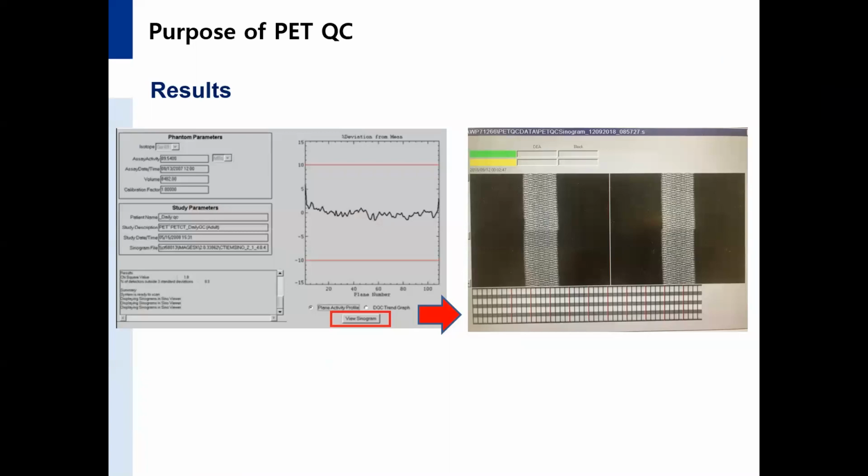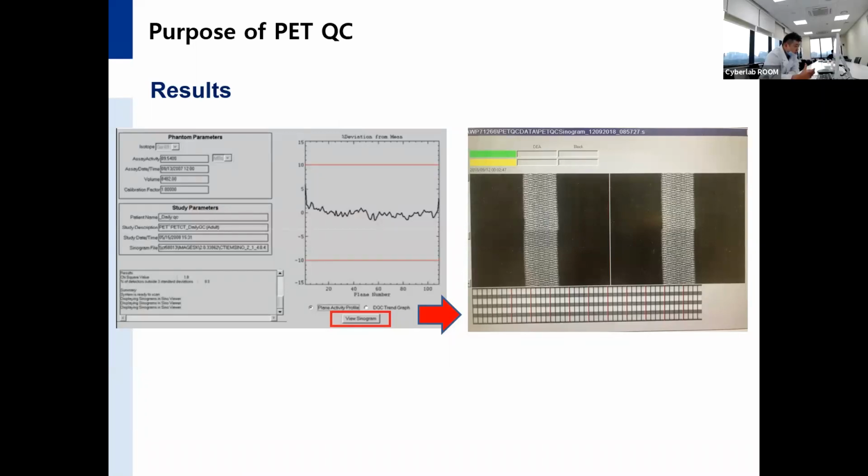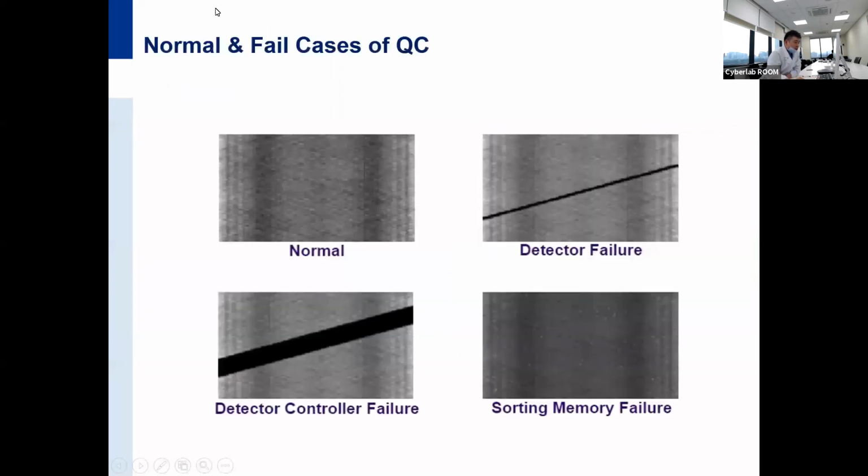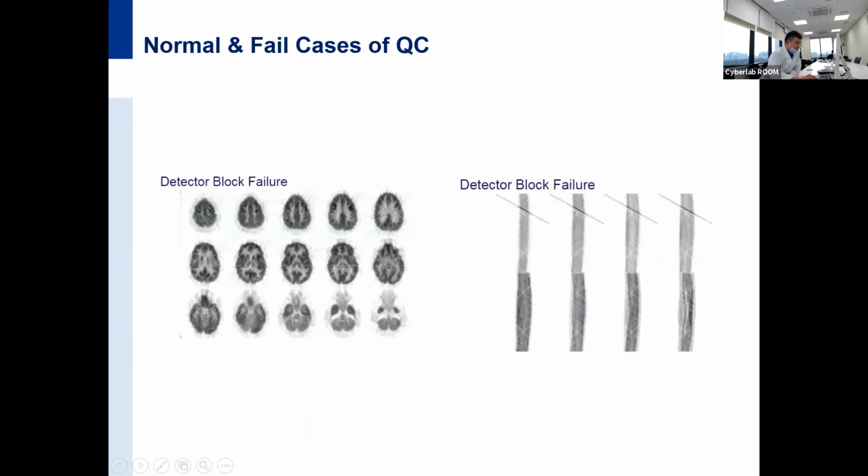In the daily QC research, as you can see, there are the phantom parameters and study parameters. We can see on the screen of the acquisition computer, and we are also able to see the sinograms. This part is a normal sinogram, but I will show you the normal case and the failure case. A failure case has a line, a weak line, and a sorting memory failure. If we have a failed sinogram in QC, we can take images like this one. Detector block failure shows as a line. You can see that.